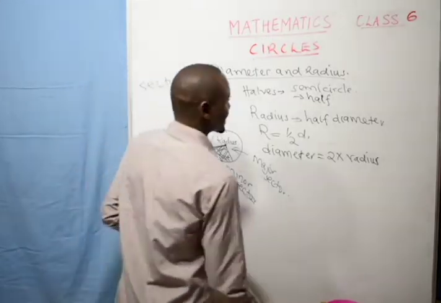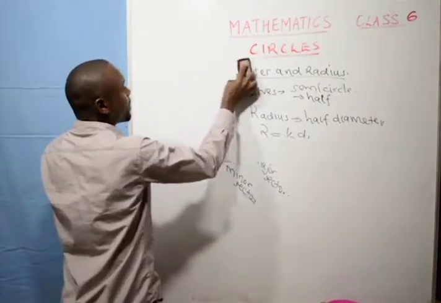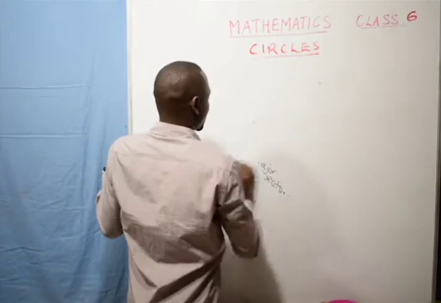Let us look at something we call the circumference. Having now known the diameter and the radius, let us look at the circumference of a circle.